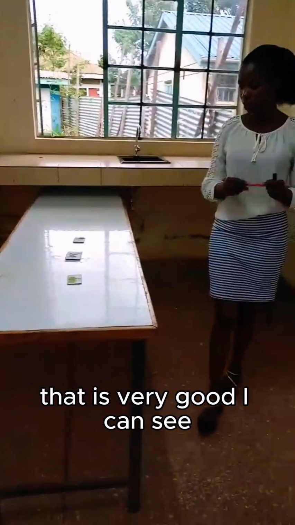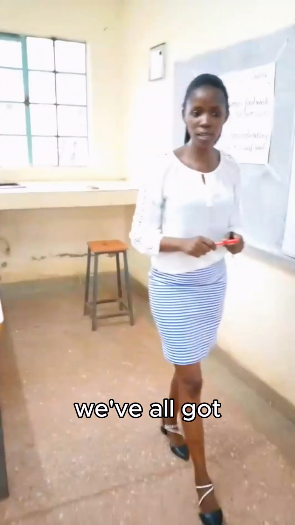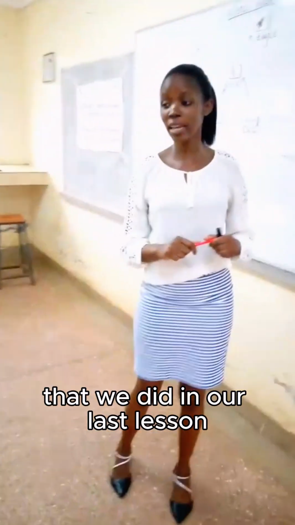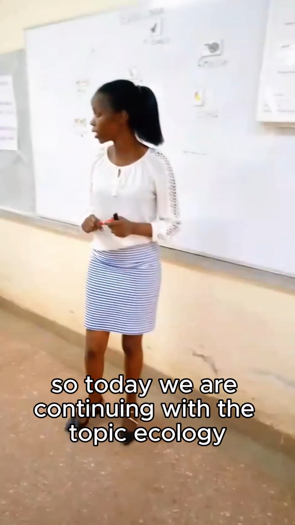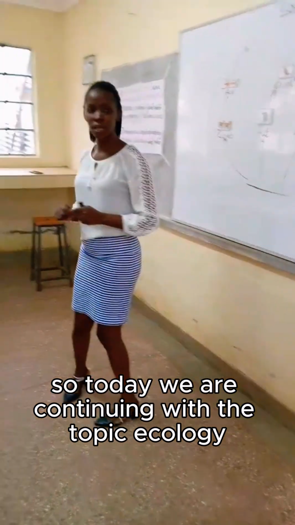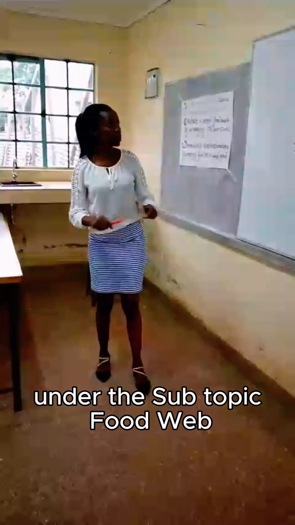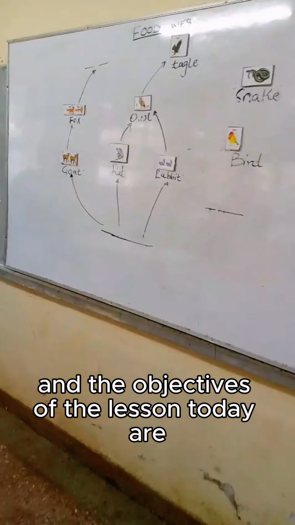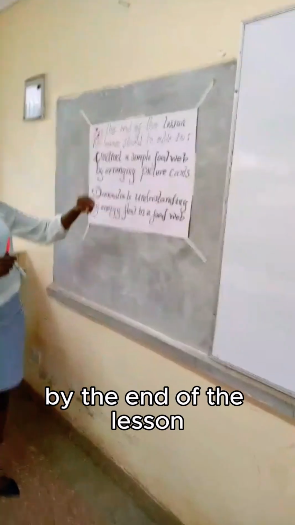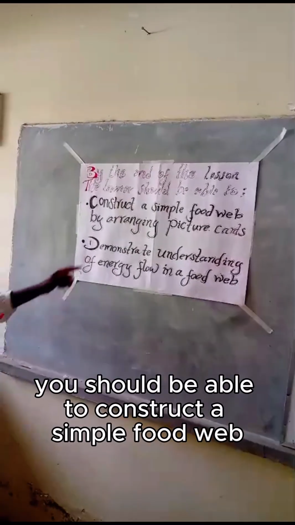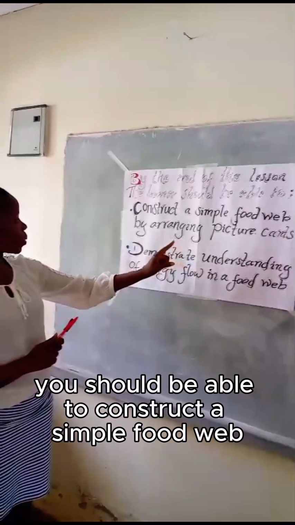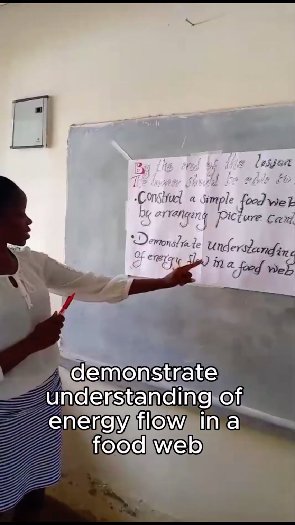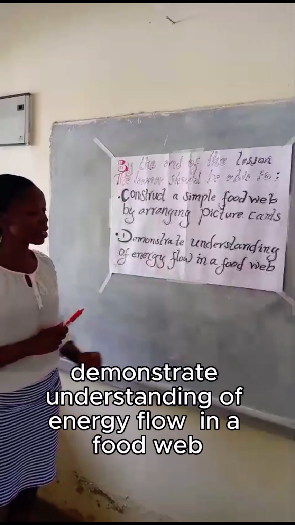That is very good. I can see we've all got the concept of food chains that we did in our last lesson. So today we are continuing with the topic ecology under the subtopic food web. And the objectives of the lesson today are, by the end of the lesson, you should be able to construct a simple food web by arranging picture cards.